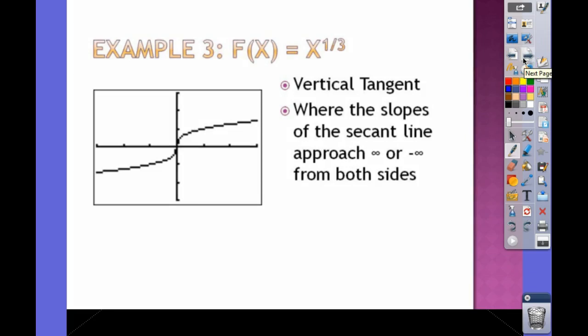Okay, x to the 1/3 is a vertical tangent. The vertical tangent is slightly different than a vertical asymptote. A vertical tangent doesn't break continuity, but it has this straight up and down aspect to the function.